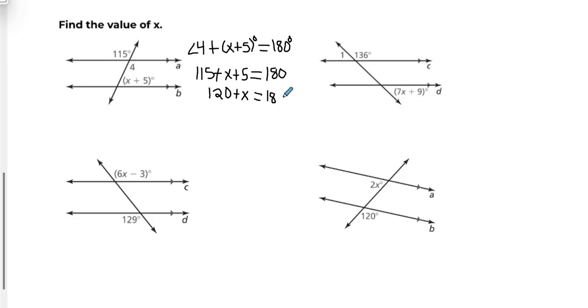Final step, I would subtract 120 from each side, and to save some space, I'm not going to show that step, but 180 minus 120 is 60. Now, this isn't going to be 60 degrees because we'd have to plug x back in to find what the degree mark would be. However, we did solve for x, so box your answer.